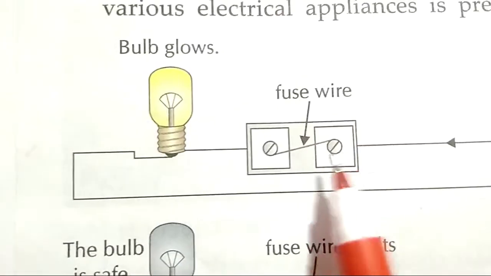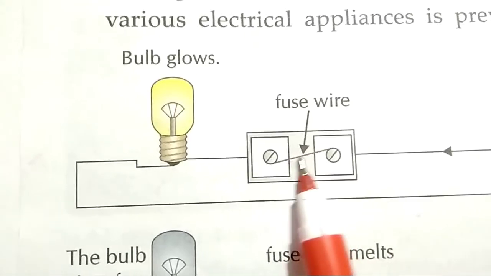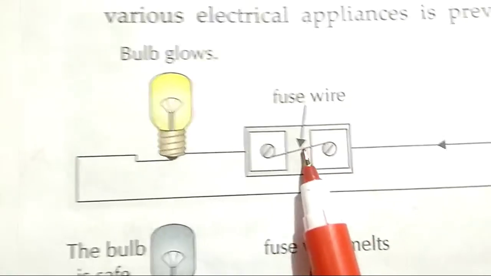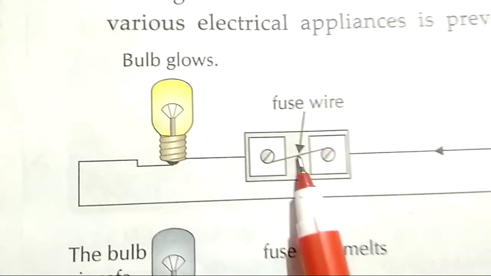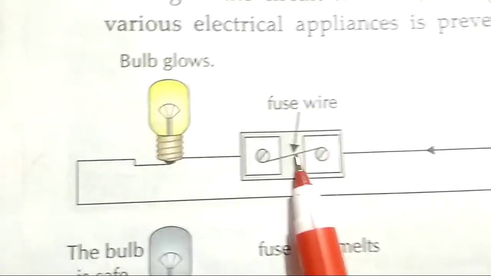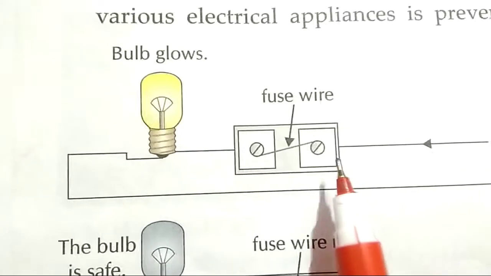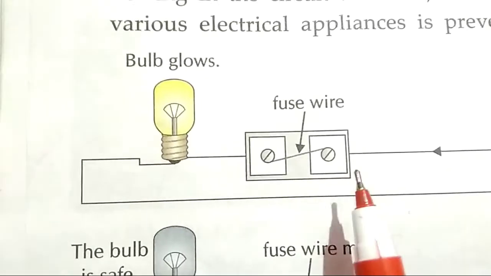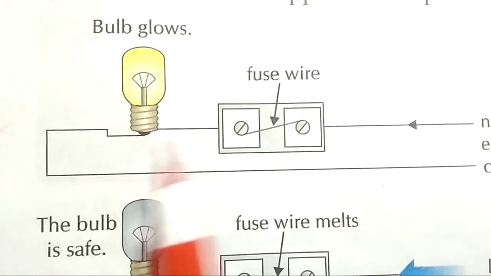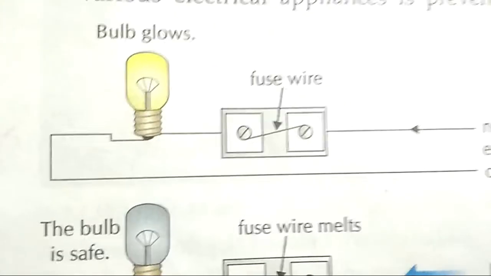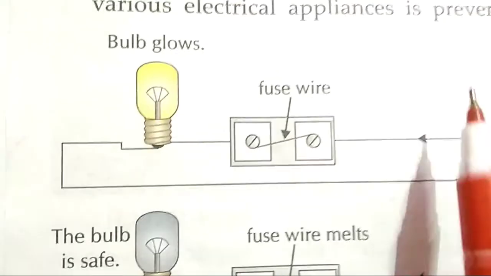This fuse wire consists of a very thin wire. Generally, you can see this is a very thin wire. It is an alloy of tin and copper, and it has a low melting point, and it is always connected in series with the appliance and the other circuit.